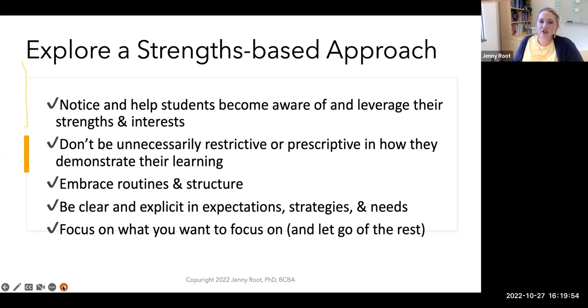And then we want to focus on what we want to focus on and let go of the rest. And what I mean by this is think about what is the task, what is the learning objective? And focusing just on that. So for example, if a learning objective is maybe you want your students to learn how to take notes. That's one example.